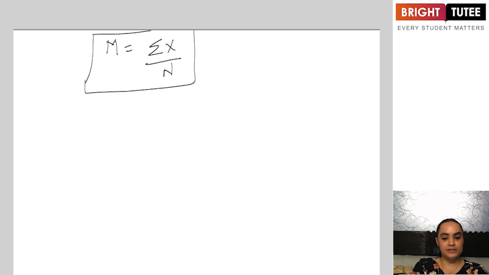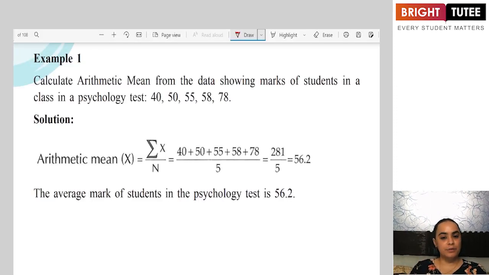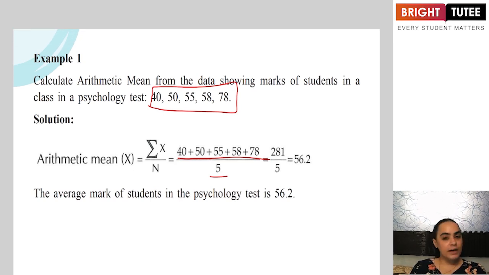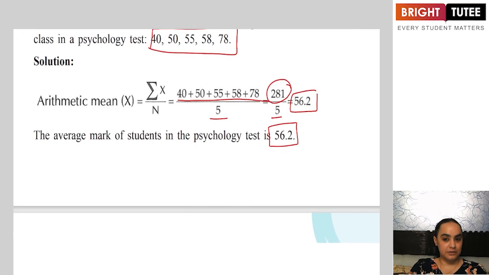For example, let us look at an example now. You can see the numbers in front of you. These are observations. I'm going to add all the observations as we've discussed and divide by the number of observations, which is 5. The sum that we get is 281, divided by 5, which is 56.2. So the average score in psychology of these 5 students was 56.2. This is the first method of calculating mean of an ungrouped series.